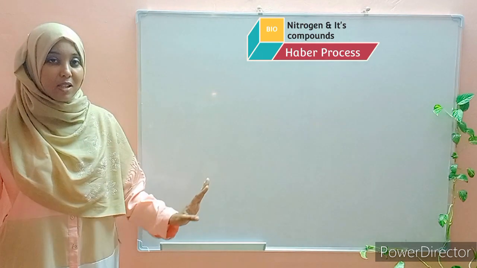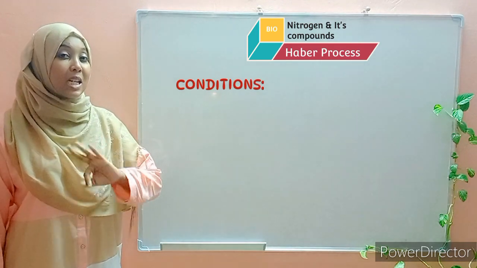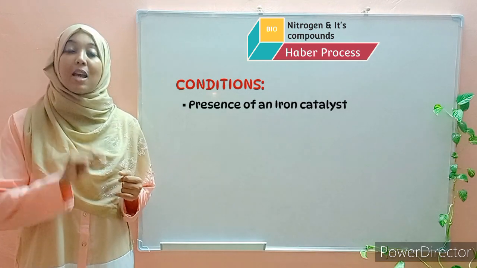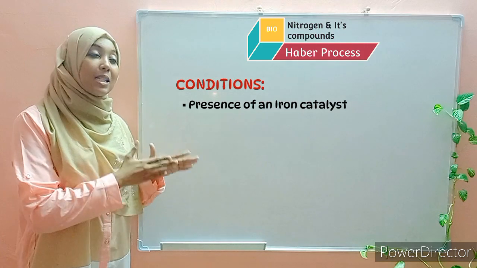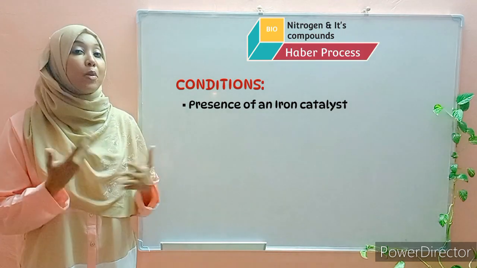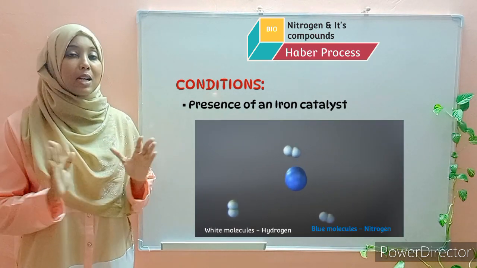The conditions. The next point, of course, is the conditions. Now, there are three conditions that need to be present for the Haber process. Number one, presence of a catalyst, specifically iron. Now, iron metal is used as the catalyst for this reaction. A catalyst is a substance that speeds up the rate of a reaction. Most industrial processes use a catalyst.